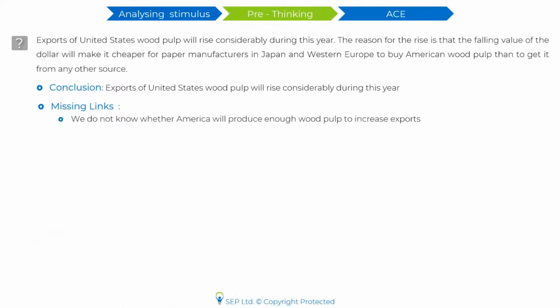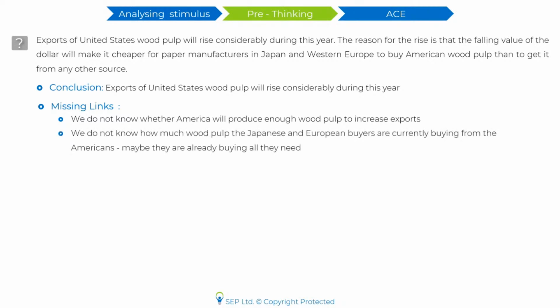So currently, we don't know whether America will be able to produce enough wood pulp to increase exports. Let's say the Japanese paper manufacturers are willing to buy it, all right, but does the US have that much wood pulp to sell? We don't know that. We also don't know whether there is enough demand among Japanese and European buyers to buy from Americans. Maybe they're already buying as much as they need. Maybe there's no need to buy more. We don't know that. We don't know if American wood pulp is going to suit the needs of the Japanese and the European buyers. All right, we don't know that.